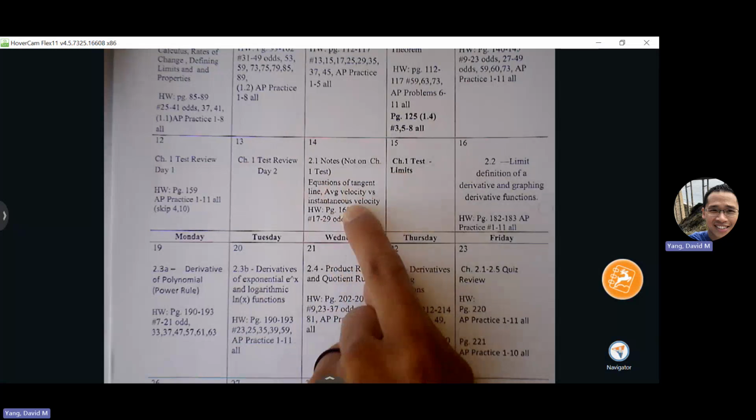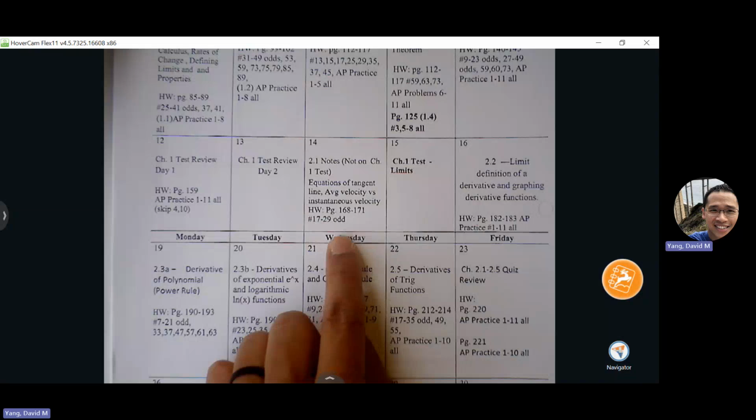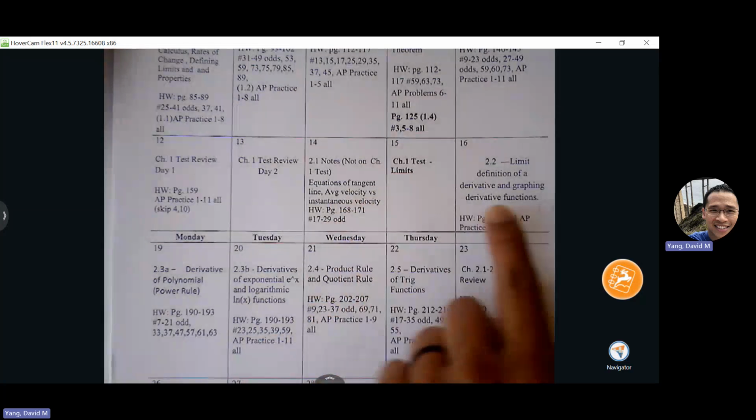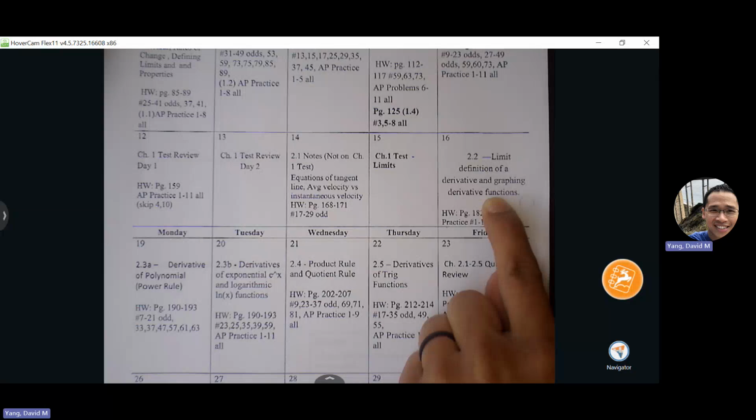But I think we covered this at the very beginning of last week when we talked about average versus instantaneous velocity. Basically, just slope between 2 points and creating your tangent line equation using point slope form. So I'm going to skip over that. I'm going to start with 2.2, limit definition of a derivative.